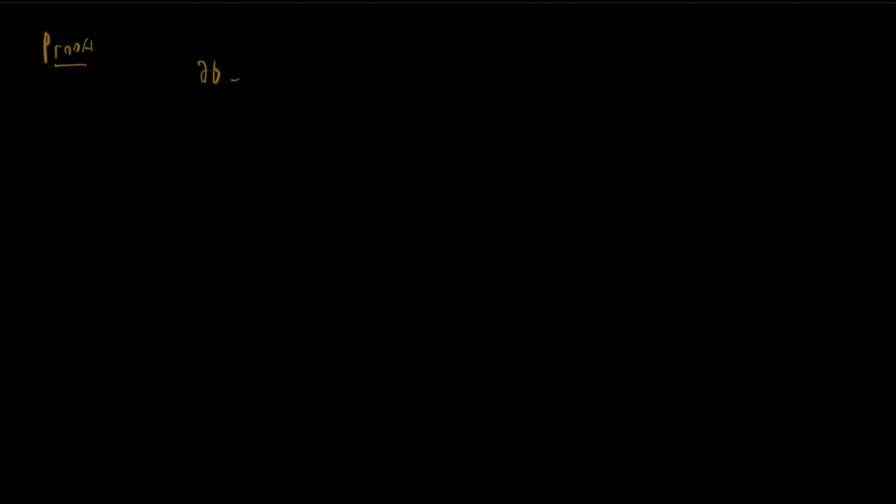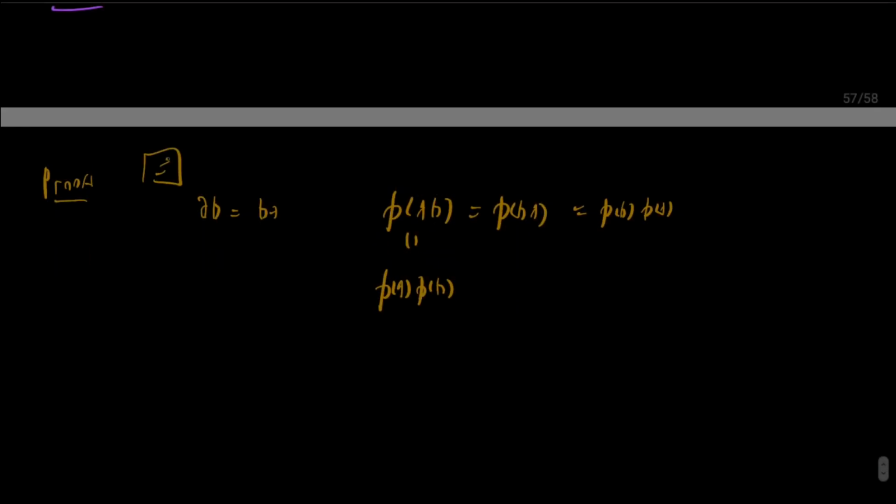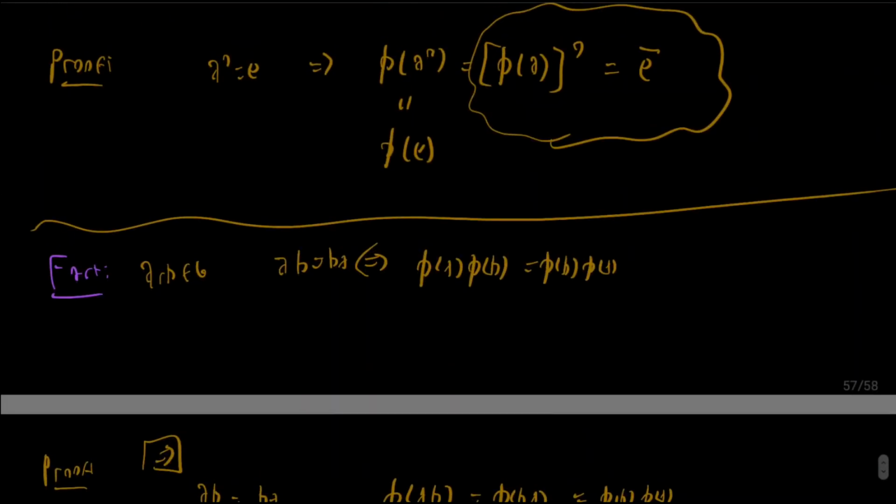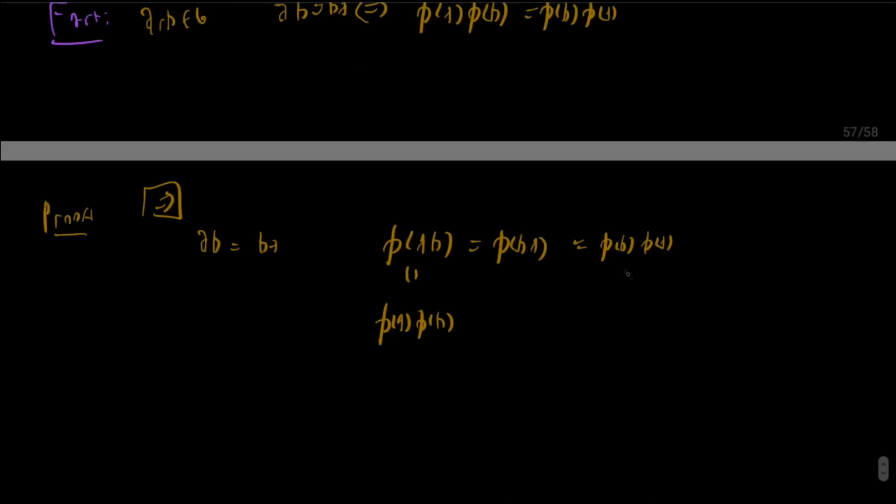So if a times b is equal to b times a, then we're going to have this equality. So phi of a times b is equal to phi of b times a. But this is equal to phi of a times phi of b, and this is equal to phi of b times phi of a. But by the way, we're proving this direction first, so the forward direction. And well, here we have reached the result already.